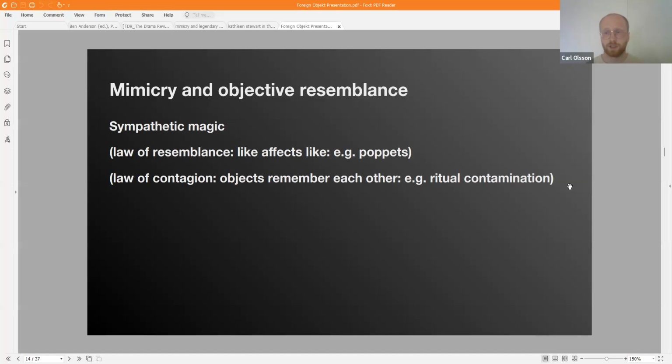And then there is the law of contagion, essentially, where objects remember one another. So as in ritual contamination, if two things have touched, they're going to leave an irrevocable trace on the other and on each other.